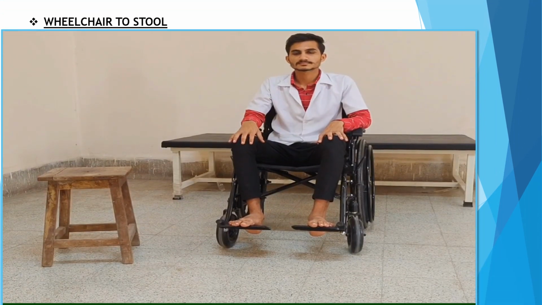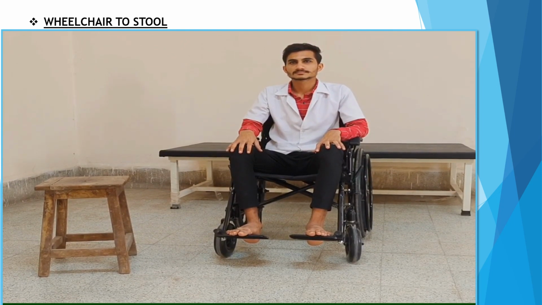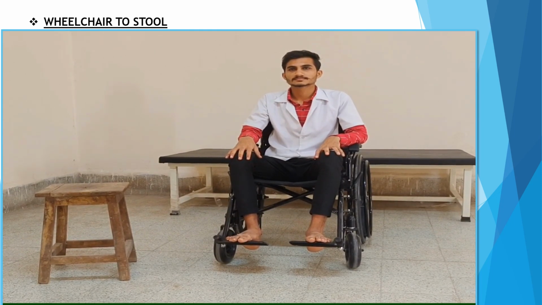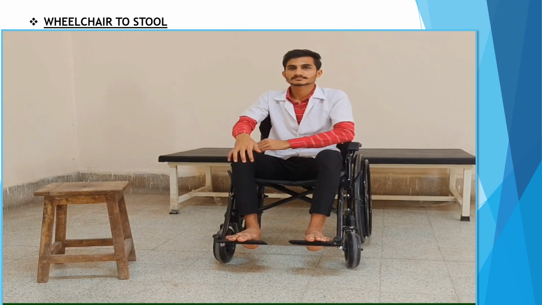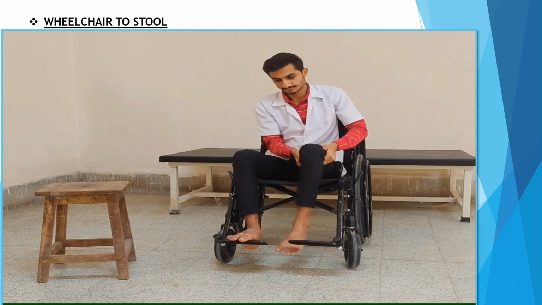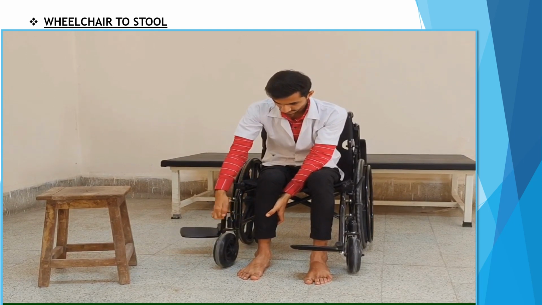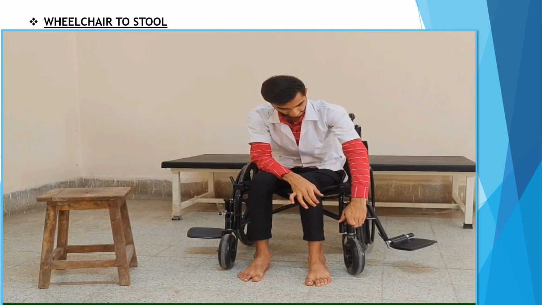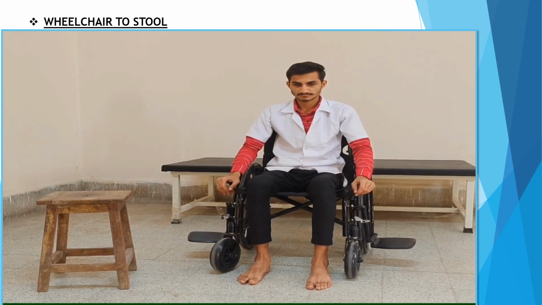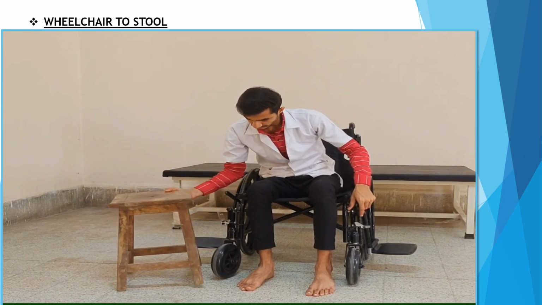Moving towards the next strategy, that is wheelchair to stool in paraplegics using the sideway approach. Aim. The aim is to improve the ability to transfer from wheelchair to stool using the sideway approach. Remove the armrest, footrest, move the stool of same height closer to yourself so that the transfer will be easier.